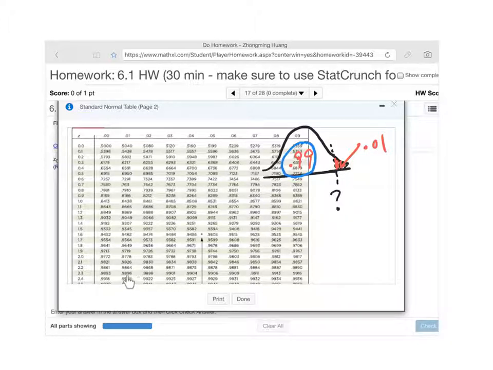So I need to read to the left, which is 2.3, and I also need to read to the above. So from here we can see that this tells you 2.3, and this 0.03 means just attaching that to the end. So the answer is 2.33 for this particular problem.